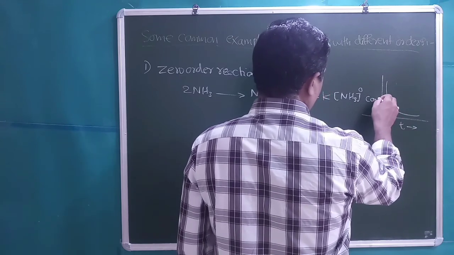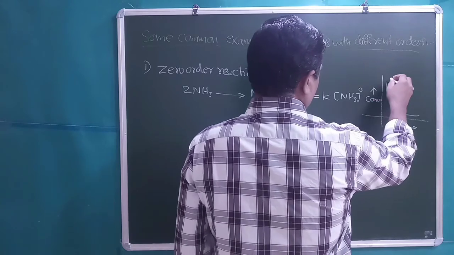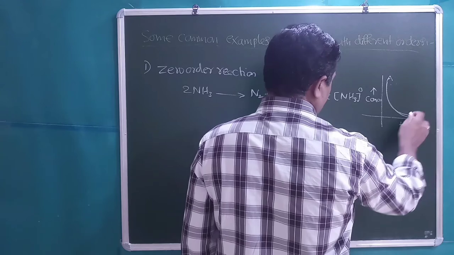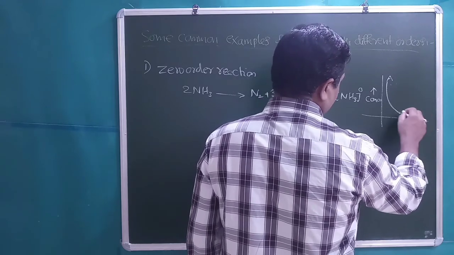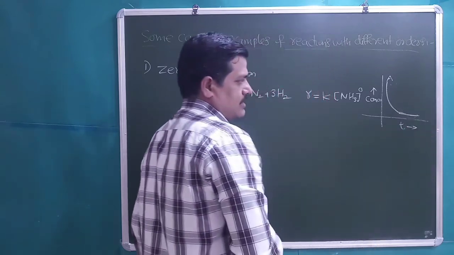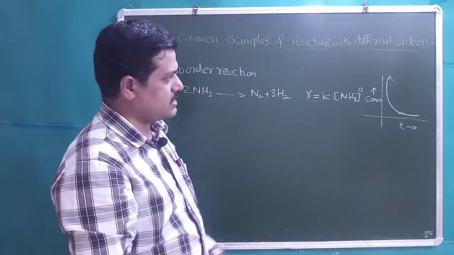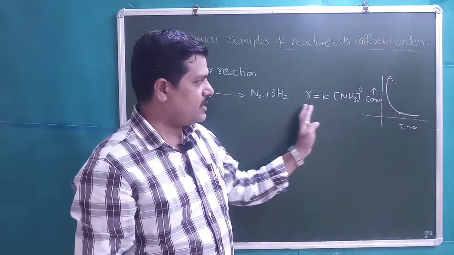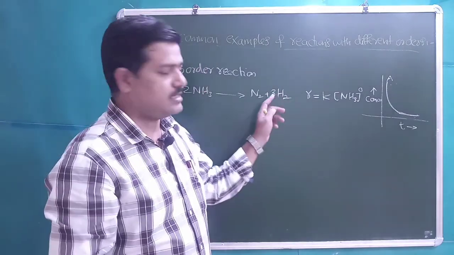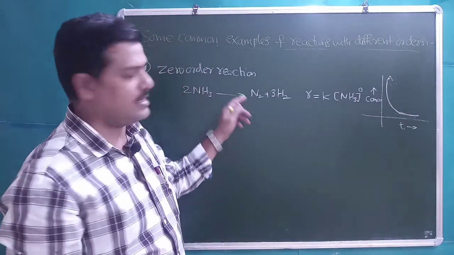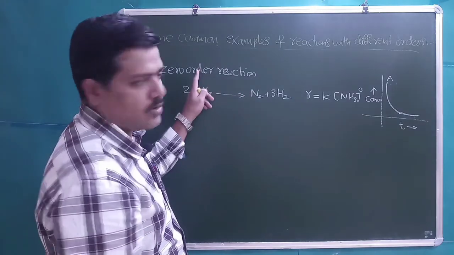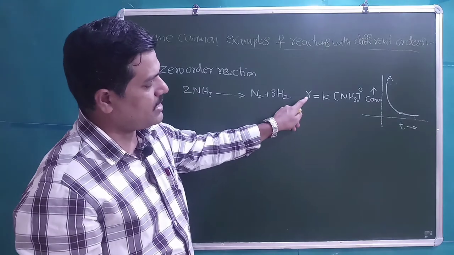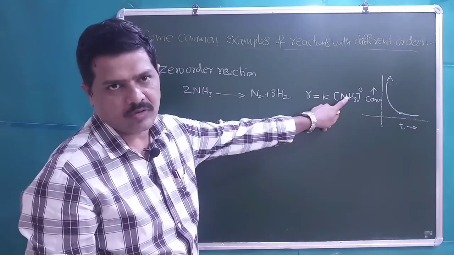Concentration we have taken on the y-axis. So for the reactant, with time, concentration of the reactant decreases, rate decreases. In the factors affecting rate of the reaction, we have discussed that, right? As the concentration of reactant decreases, rate decreases. But here, if it is a zero order reaction, it is determined experimentally that this reaction is zero order. So why is it called zero order? Rate is independent of the concentration of ammonia.